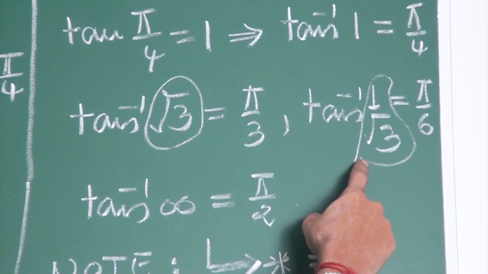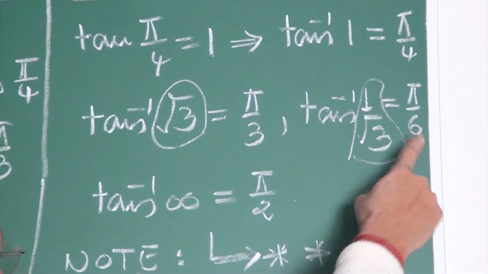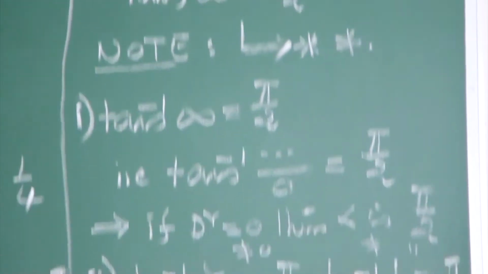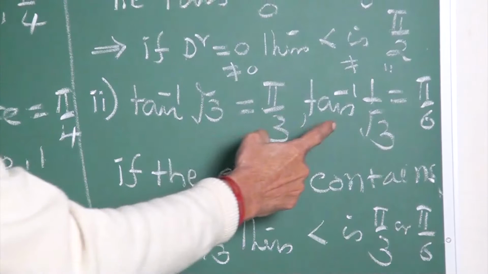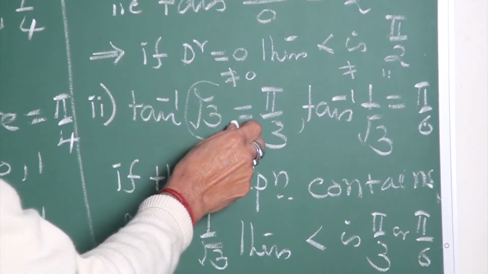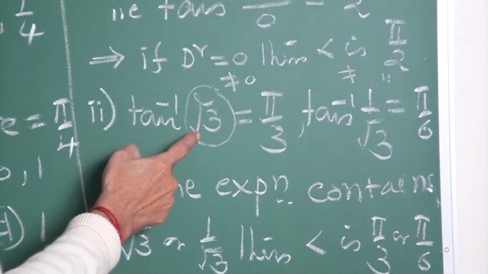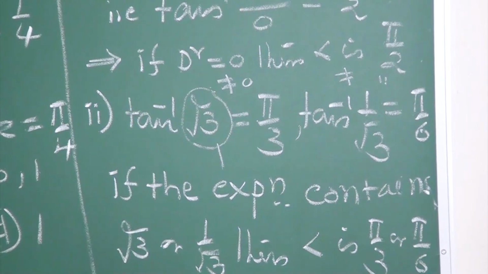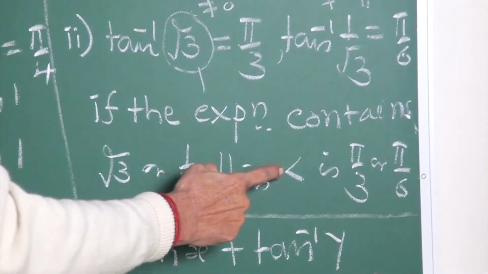If the root 3 is in the denominator, the angle is 30 degrees. That I use as a time-saving reason. This pi by 3, this pi by 6. If the expression, this expression, my friends, expression means this part, contains root 3 or 1 by root 3, then what is the angle?